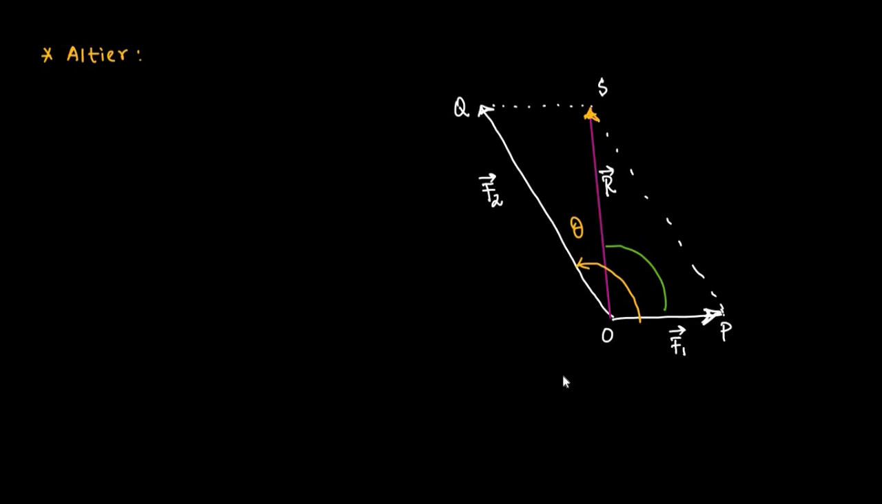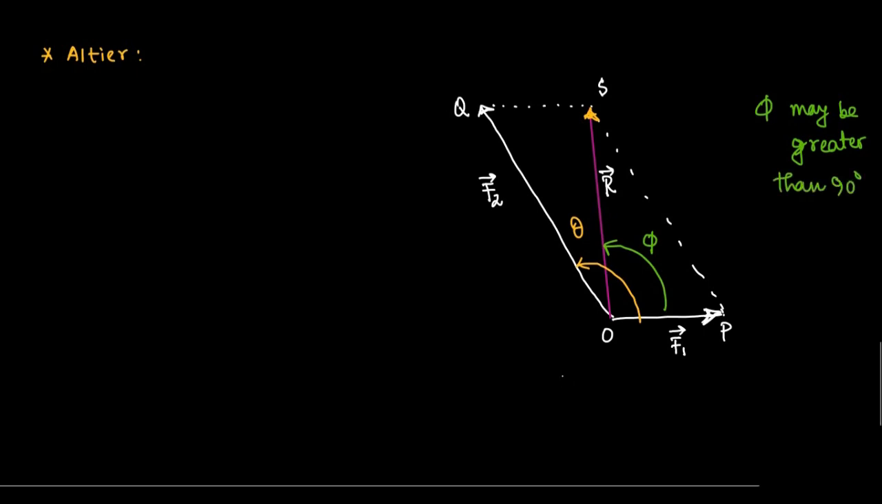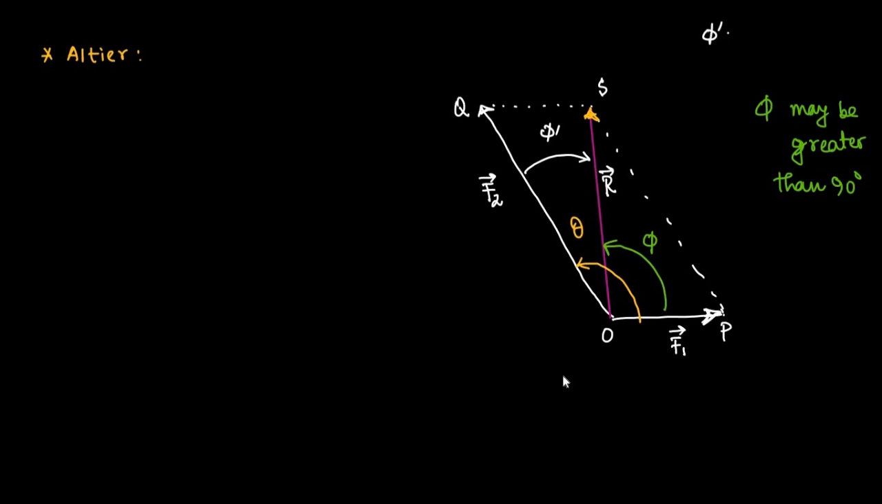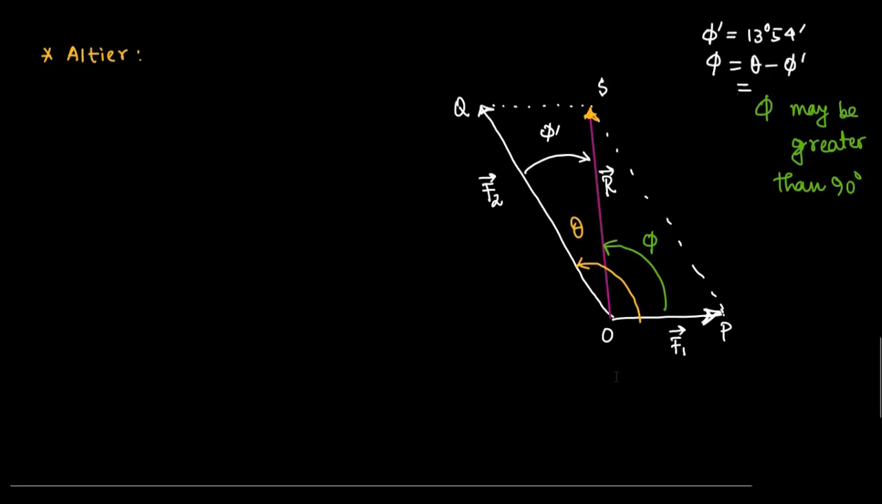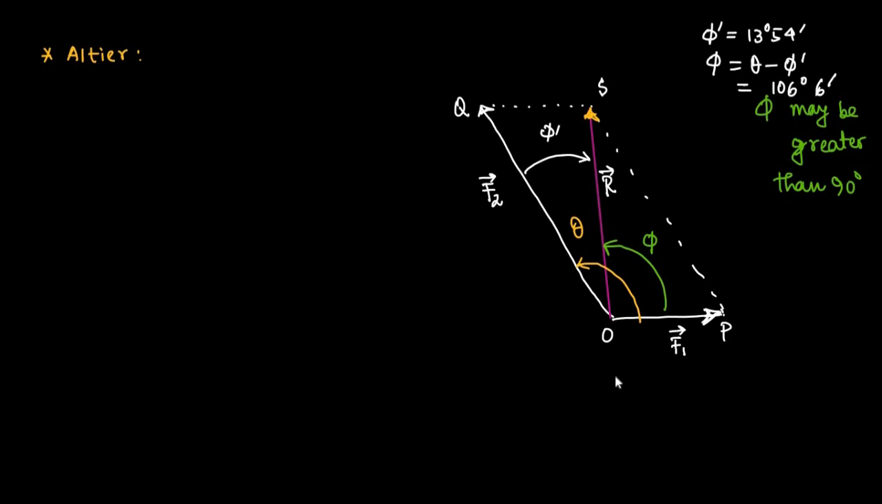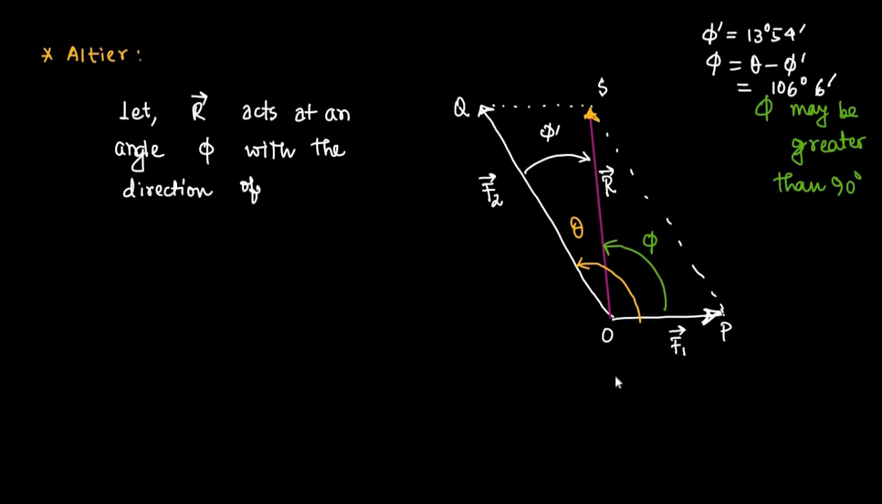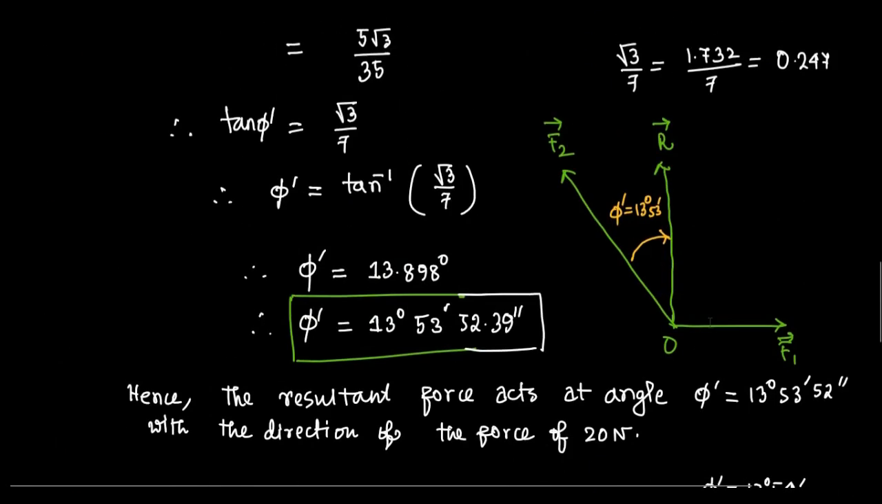The resultant force vector R acts at an angle phi with the smaller force vector F1 equal 5 Newton, and phi may be greater than 90 degree. Vector R makes an angle phi dash with the direction of the larger force F2. Phi dash is equal to 13 degree 54 minutes. That's why we can find phi as theta minus phi dash. That will be 106 degree 6 minutes. Vector R acts at an angle phi with the direction of the smaller force vector F1.